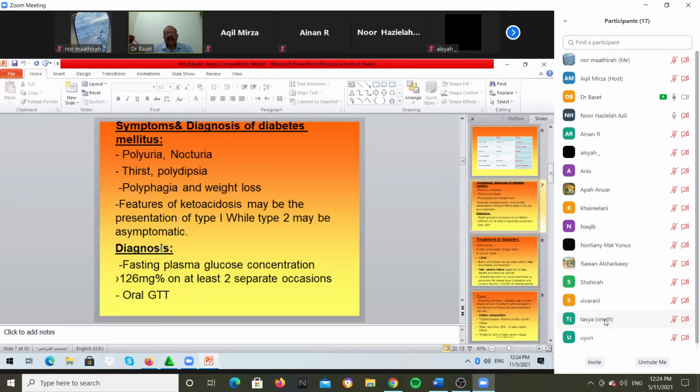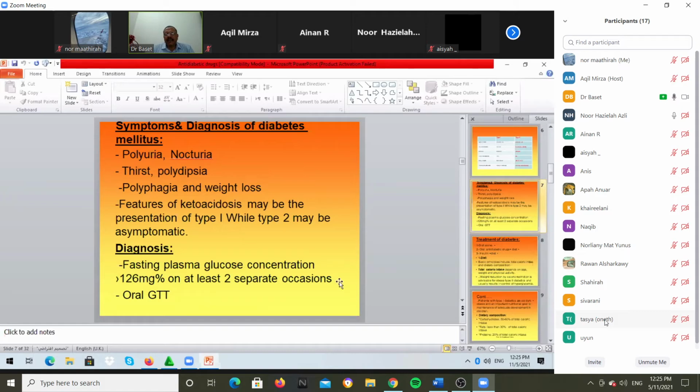The diagnosis of diabetes may be made simply by doing a fasting blood glucose. The patient may fast for 6 hours and a blood sample is taken. If it is more than 126 milligram percent on at least 2 separate occasions, I can diagnose this case as diabetes, not from one test, but more than one test, at least 2 separate occasions.